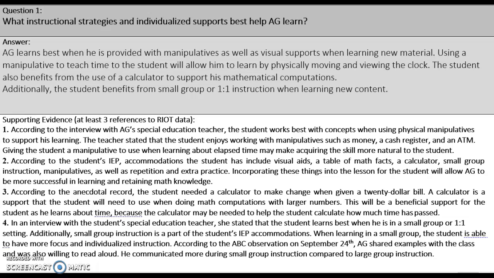So when you are answering assessment questions, you need to summarize the answer in that answer section. And then in terms of the supporting evidence, you're going to need to find at least 3 different references to RIOT data. So you can reference something that you found either in the review of records, in interviewing people, in observations, maybe in testing data that support the answer to that assessment question.